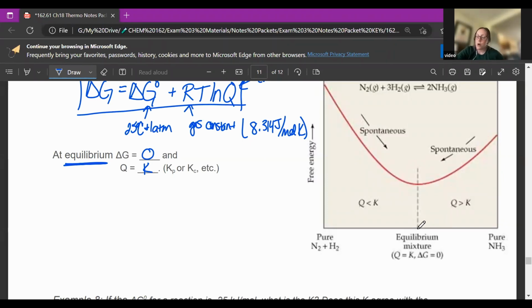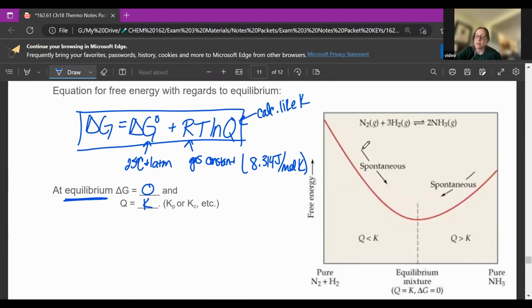Now, if you go to the left, if Q was less than K, meaning I have more N2 and H2, so reactants in this case, then my Q value is going to get smaller, because remember, it's products over reactants. So if I have a smaller value, I'm on this side. And if I have more reactants than I'm supposed to, it's going to go in the forward reaction according to Le Chatelier's principle, and it would be spontaneous in the forward reaction.